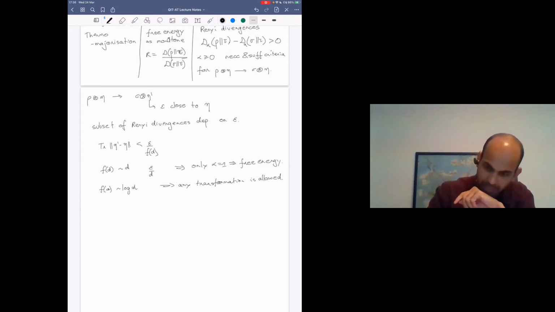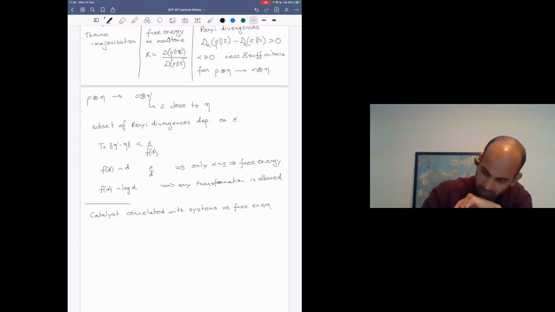And so the final thing to mention, which is something that you will visit in a tutorial problem, is that if you allow catalysts to be correlated with the systems they act upon, then you get free energy is both necessary and sufficient.